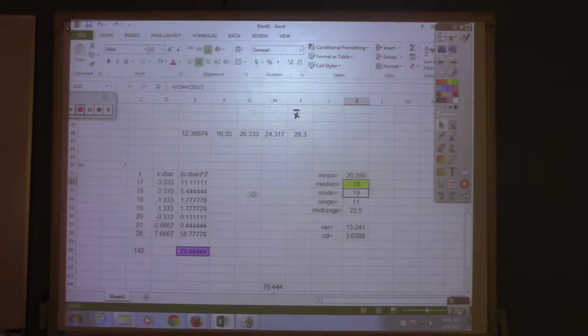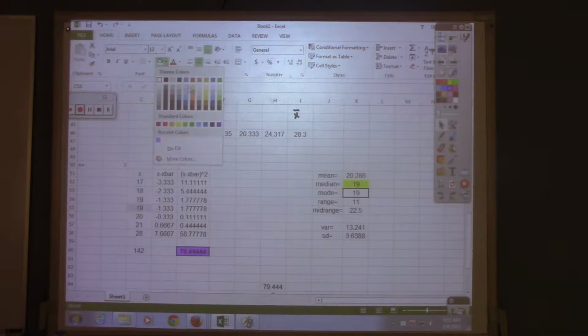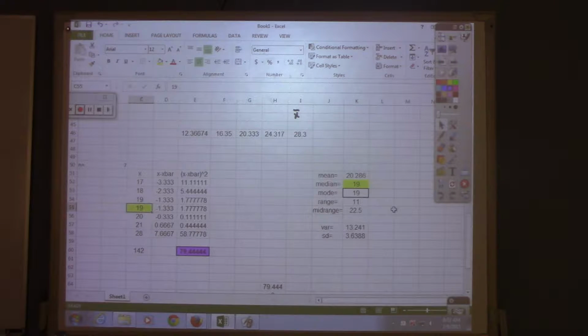Median, n is equal to 7, so we just pick the middle number. So it's equal to 19 again. I don't think we're ever going to get rid of 19. And the mode is going to be equal to the one that shows up the most, so it's still 19. I'm not going to worry about that. Range. Does the range change? No. Does the mid-range change? No. Those two don't change because these two didn't change.